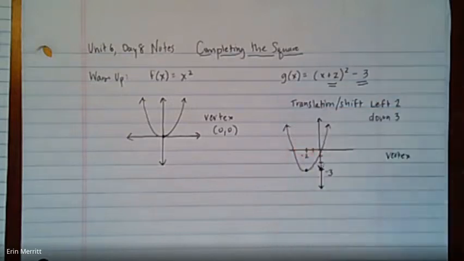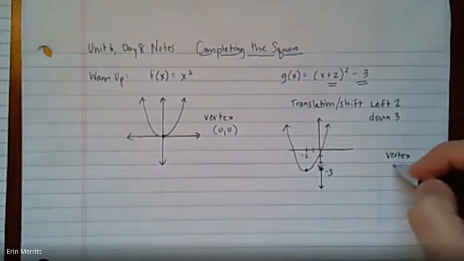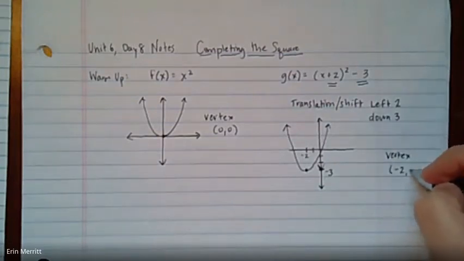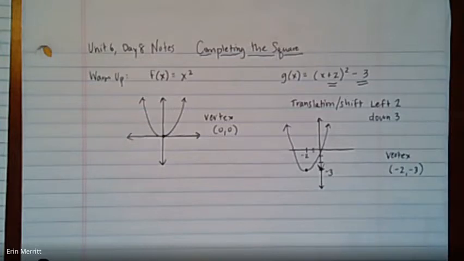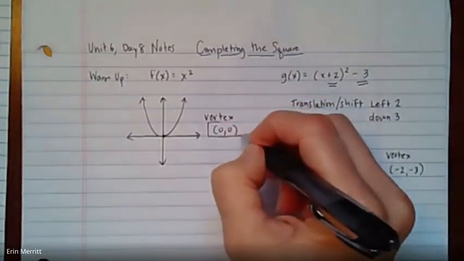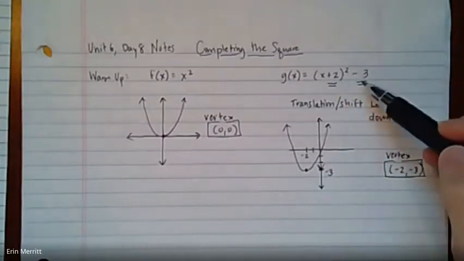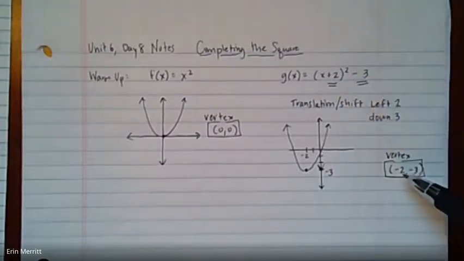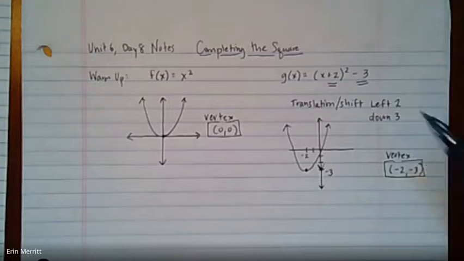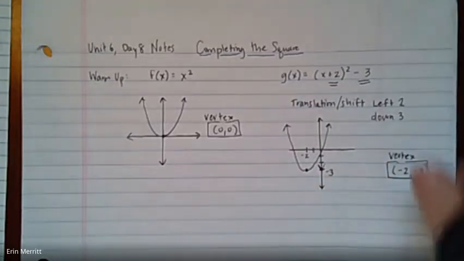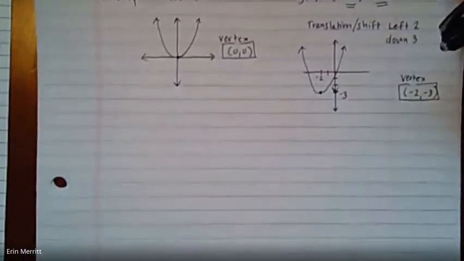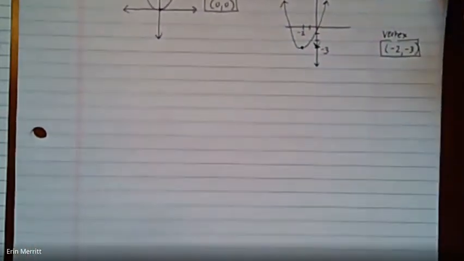We didn't flip it over. We didn't do anything else super crazy to it. But the vertex itself would move to -2, -3. So that's important to note that just by looking at the equation in this form, we can actually figure out where the vertex is and then have an idea of what the graph is going to look like. So when we start talking about completing the square, you'll see why that becomes so important.